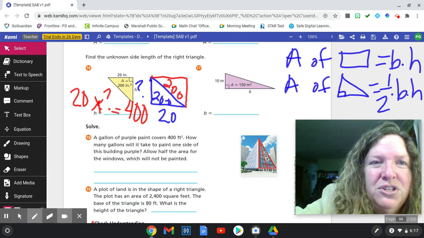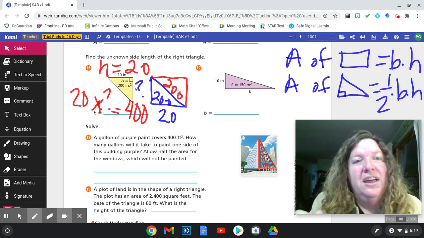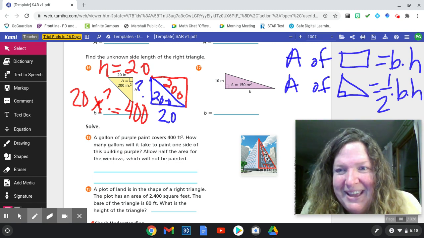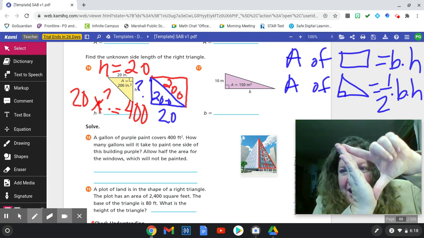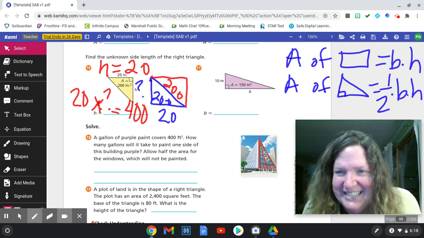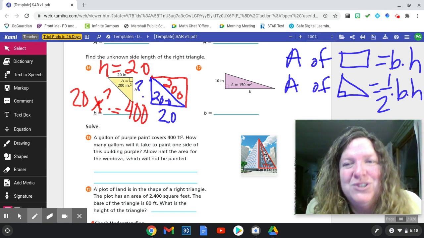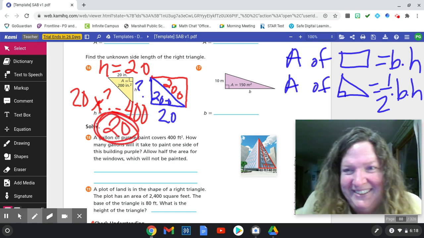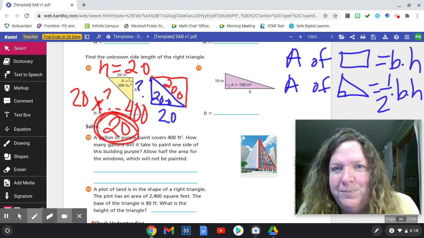So let's try that. Let's try h equals 20. And let's see what happens when we put that back in for our triangle. 20 times 20 is 400. And that gives us the base times height of the rectangle. And then we have to cut that in half. 200. That does make sense. So h, the height, is actually 20. It's not 10. Tricky.